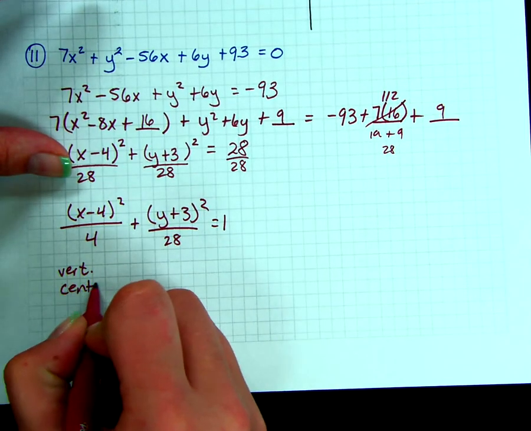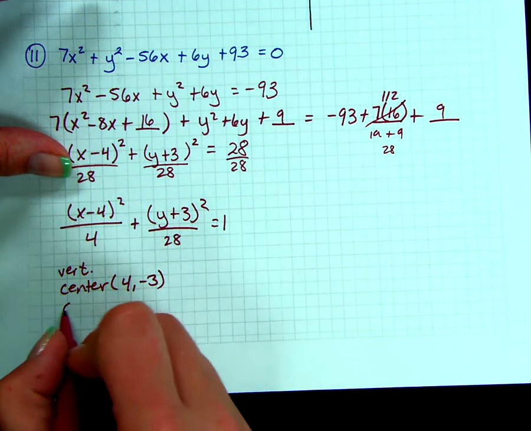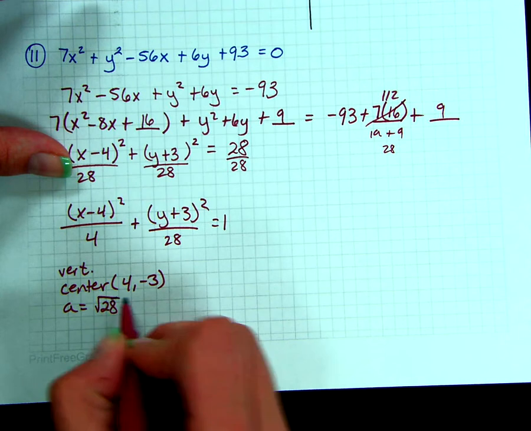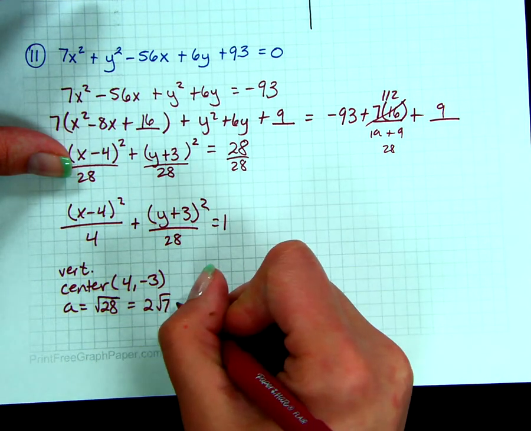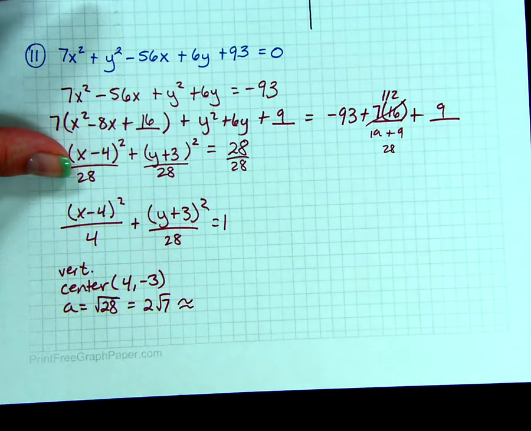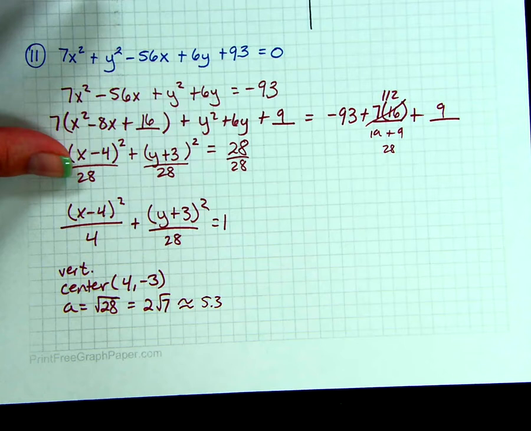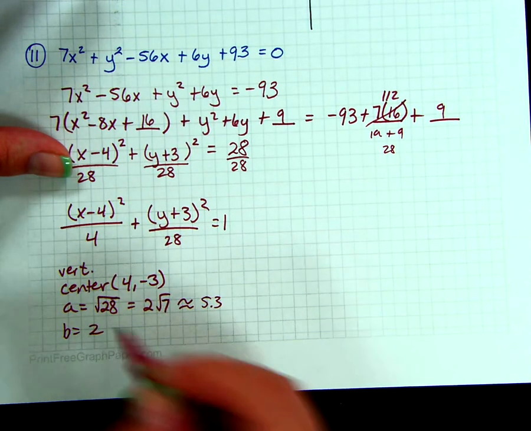The center will be (4, -3). A is going to be the square root of 28. So that we can simplify to be 2 square root of 7, and then to graph it, we're also going to need the approximation. So we would want to use our calculators to take the square root of 28. So roughly 5.3. And then our B value is the square root of 4, so that's just going to be 2.